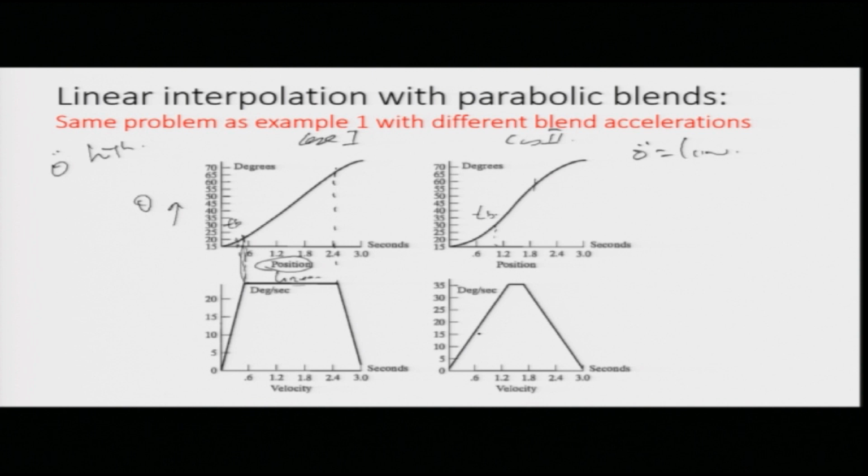In the second case, where you had very slow acceleration, the velocity increases correspondingly like that. This corresponds to my point Tb, this corresponds to Tb, this also corresponds to Tb. So, you can see that the velocity increases slowly, then there is a very small linear section, then it decreases slowly. Essentially, it is because of the accelerations.